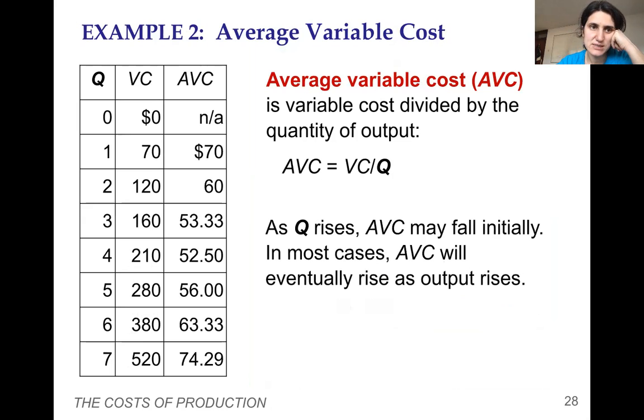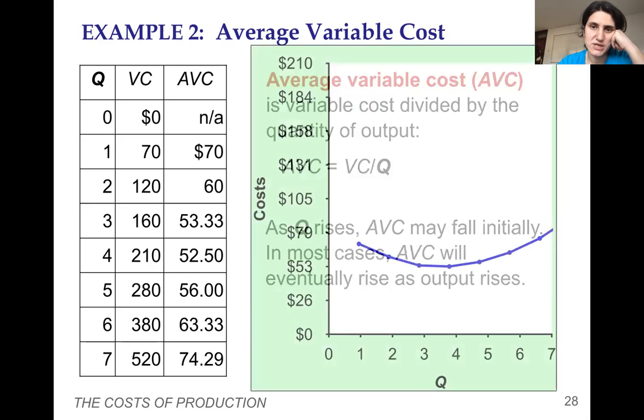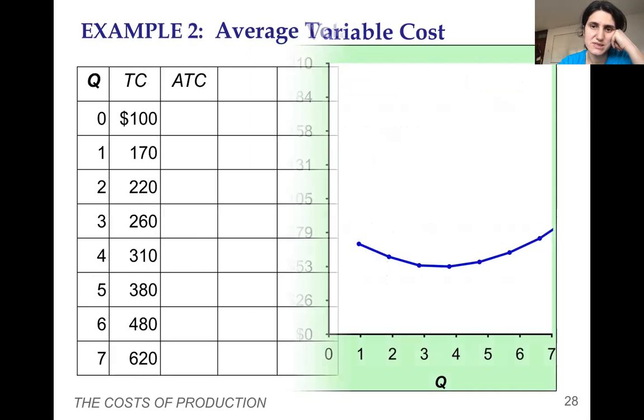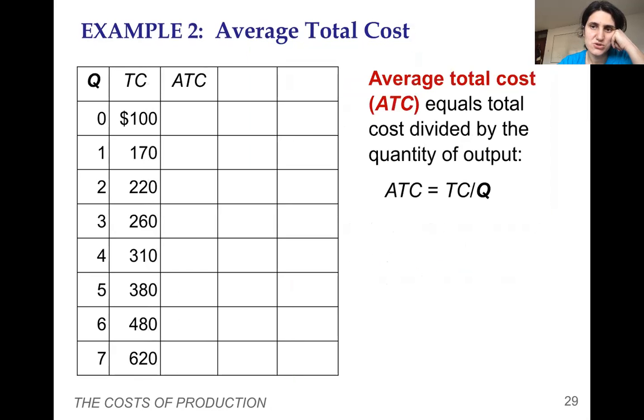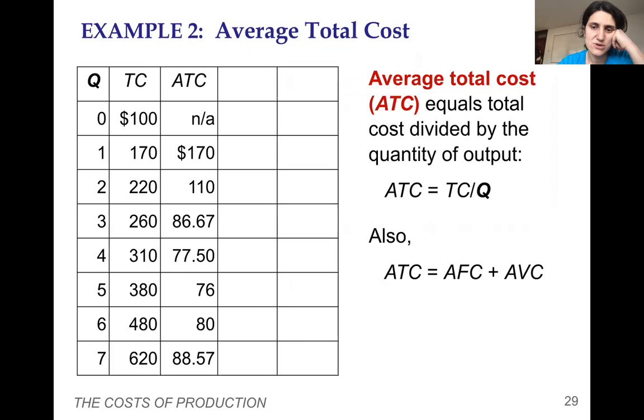And then you have this. As Q rises, average variable cost may fall initially. And in most cases, average variable cost will eventually rise as output rises. Average total cost equals total cost divided by the quantity of output. Average total cost will be the sum of average fixed cost plus average variable cost. Remember, total cost was the sum of fixed cost plus variable cost.